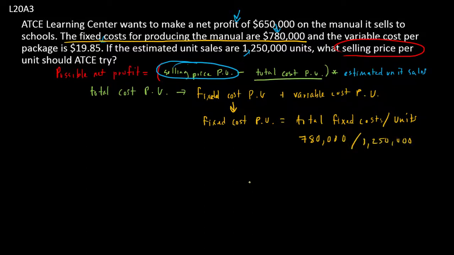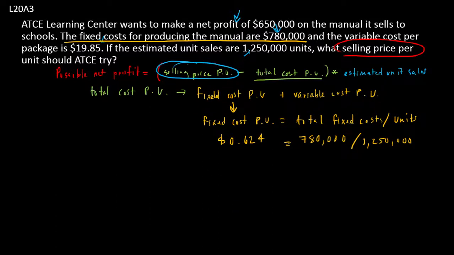So notice it would have been really easy to mix up fixed cost per unit and total fixed cost. These are different things. Fixed costs tell us the total in all. Fixed cost per unit tells us for every unit we made, it cost us about this much. So in total, making the units cost $780,000, but per unit, that means $780,000 for 1,250,000 units comes to about 62 cents per unit. Notice I didn't round off the 4.